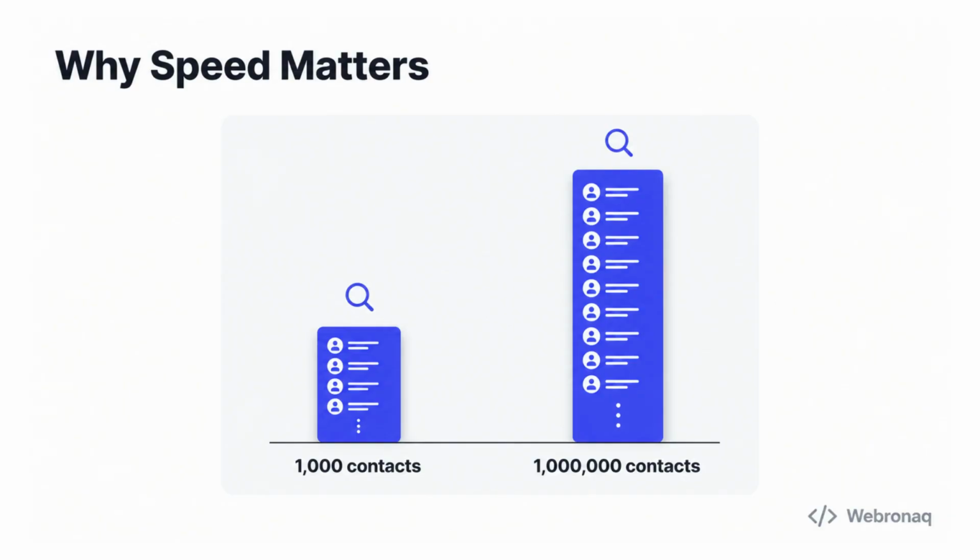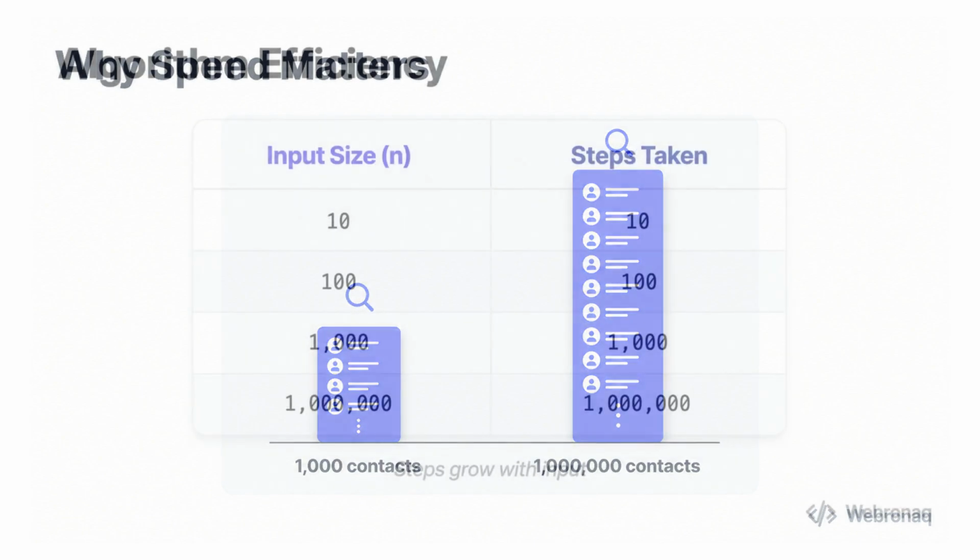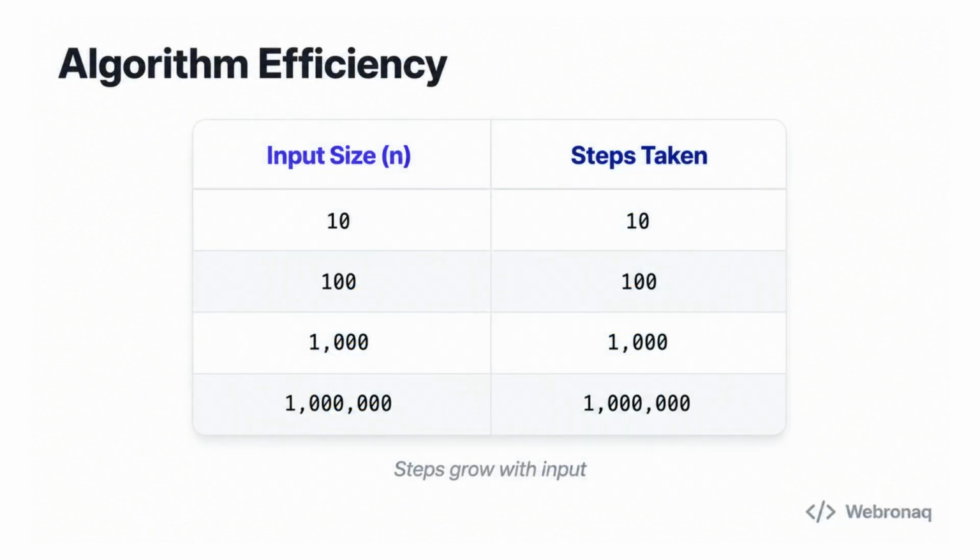Every time an engineer writes a loop or picks a data structure, they are making a decision that affects how their code behaves at scale. In this video, we are going to build the intuition you need to think like that engineer, starting with what efficiency actually means. So what does efficiency actually mean for an algorithm?